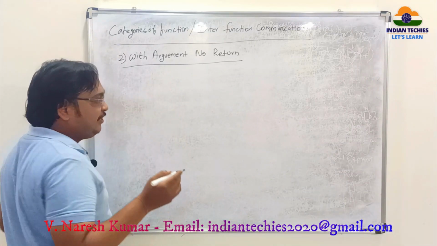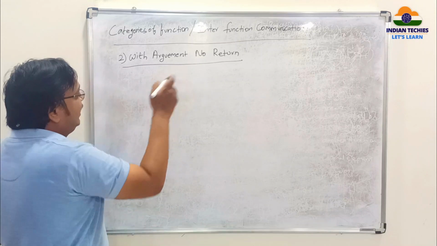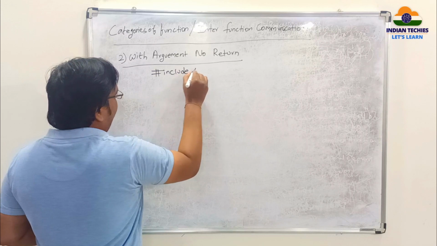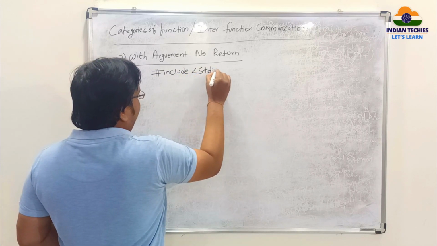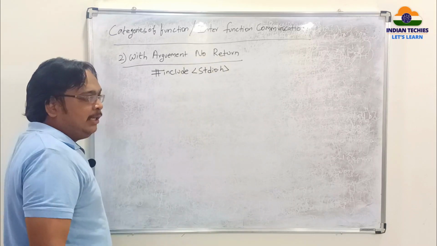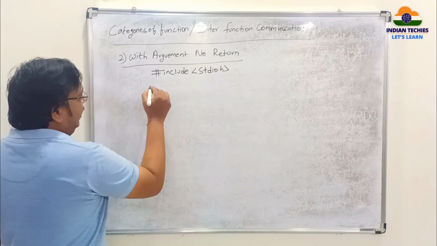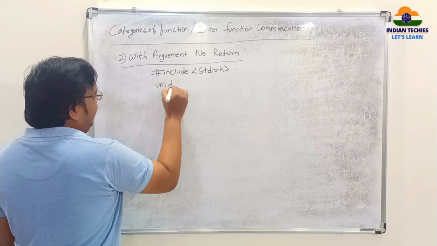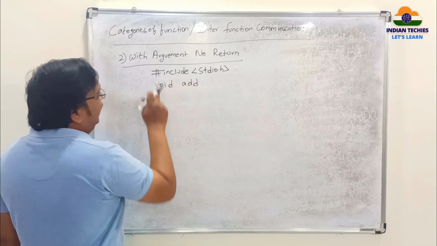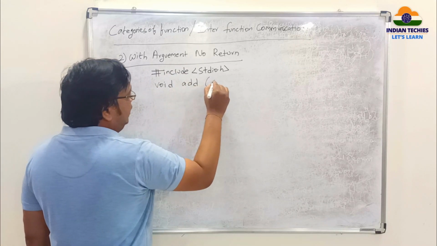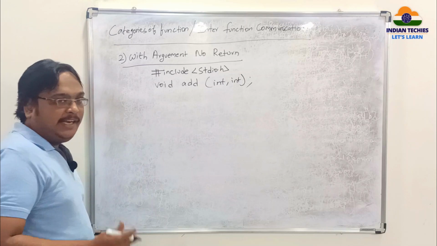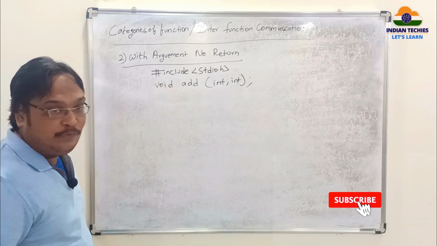So how? The same addition of two numbers we will write with this second concept. That is, #include <stdio.h>. Next, since there is no return, the return type at the time of declaration we should use is void, as I already told. Next, the function name is add, but I have to send the arguments, that is I am sending two integers now, so for sending A, B, for receiving also I need two values.